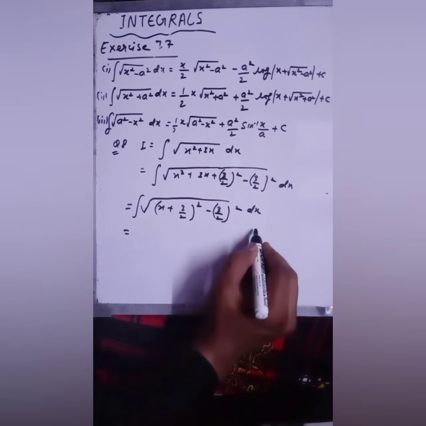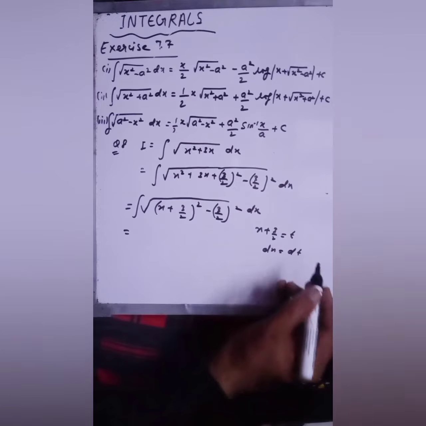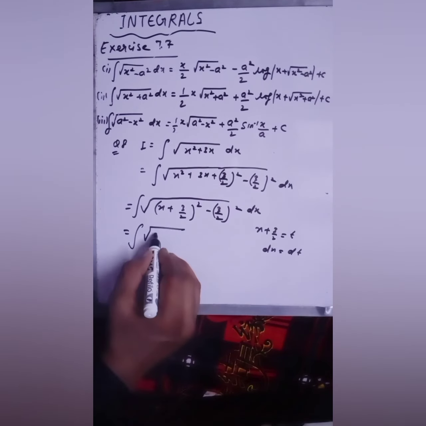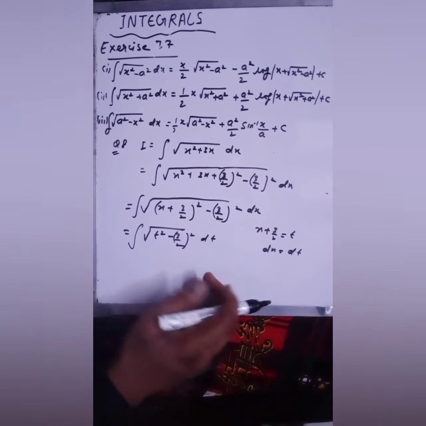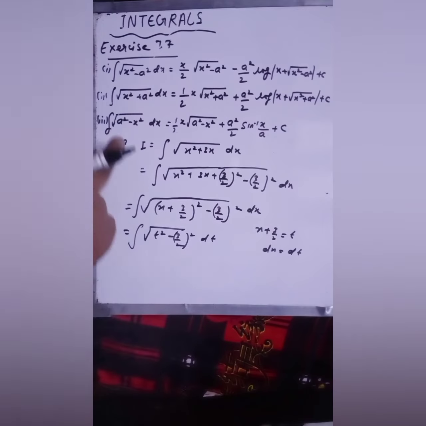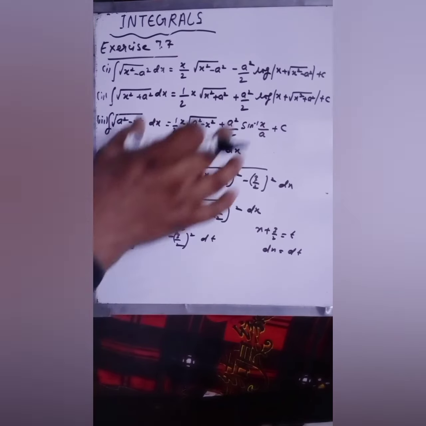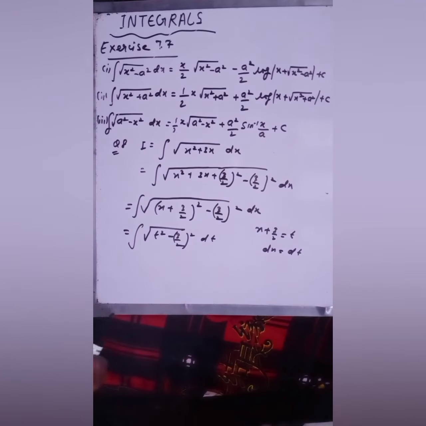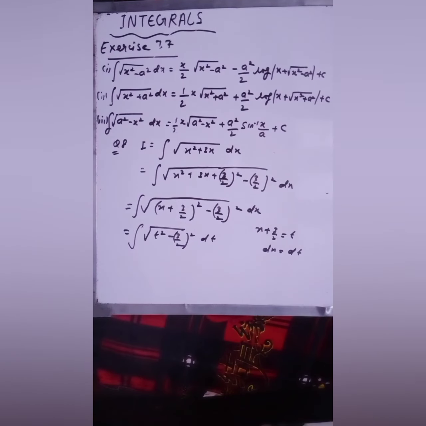And assume that x plus 3 by 2 is equal to t. So by derivative, dx equals dt. So integration under root t square minus 3 by 2 whole square into dt. Here you can apply this first formula. Just replace x with t and a by 3 by 2. After putting the value, you have to calculate the answer in the form of x. Got it? In place of t, at last you have to put this value, as we have done in question number 2.